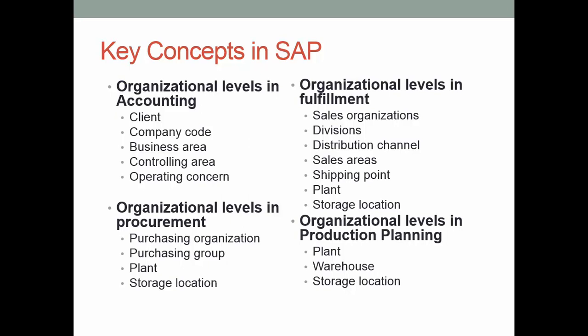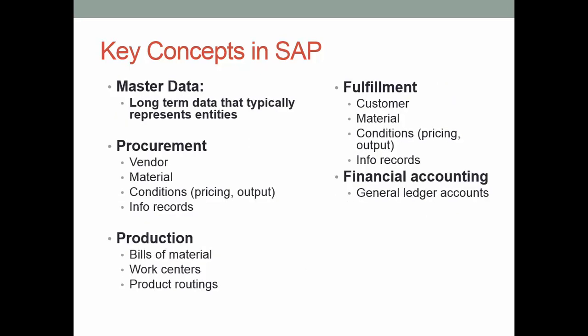Organizational levels in fulfillment. Fulfillment, of course, is the SD side. So you saw that last year as well in sales organizations, division, distribution channels, sales area, shipping points, plants, and storage locations. And of course this semester we're doing organizational levels in production planning, which tend to be plant, warehouse, and storage locations. Key concepts in SAP, master data: it's long-term data that typically represents entities within the organization, so things like master data.